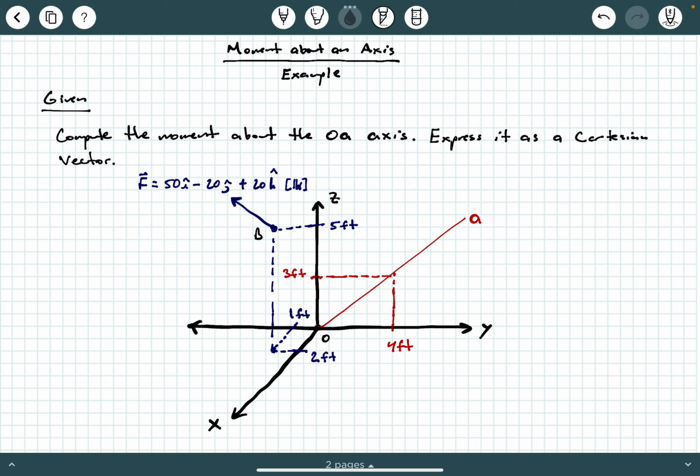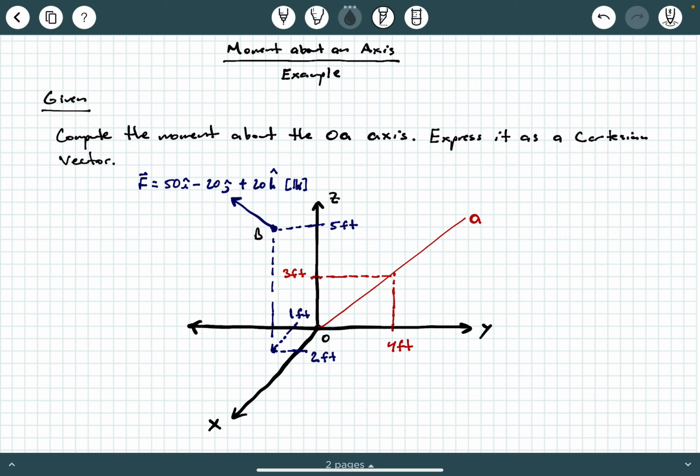Now, where is this Cartesian vector force located? Well, its tail is at this point B here, which is a distance of positive 2 feet in the x direction, negative 1 feet in the y direction, and then positive 5 feet in the z direction. So this dotted line right here is the projected point of the tail of that vector, which is point B, down to the xy plane.